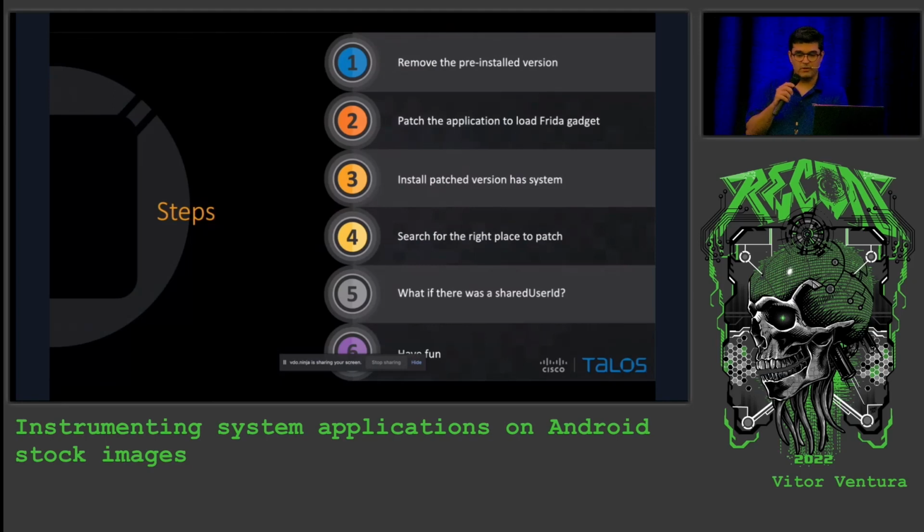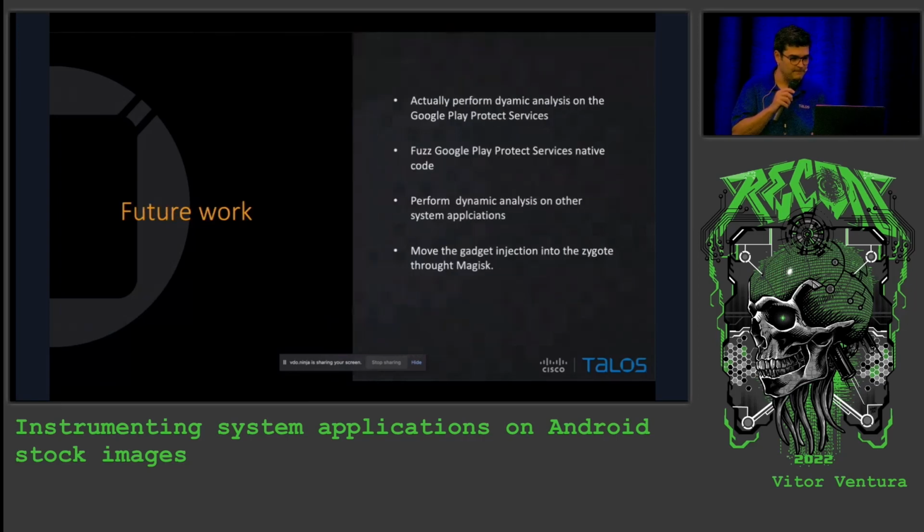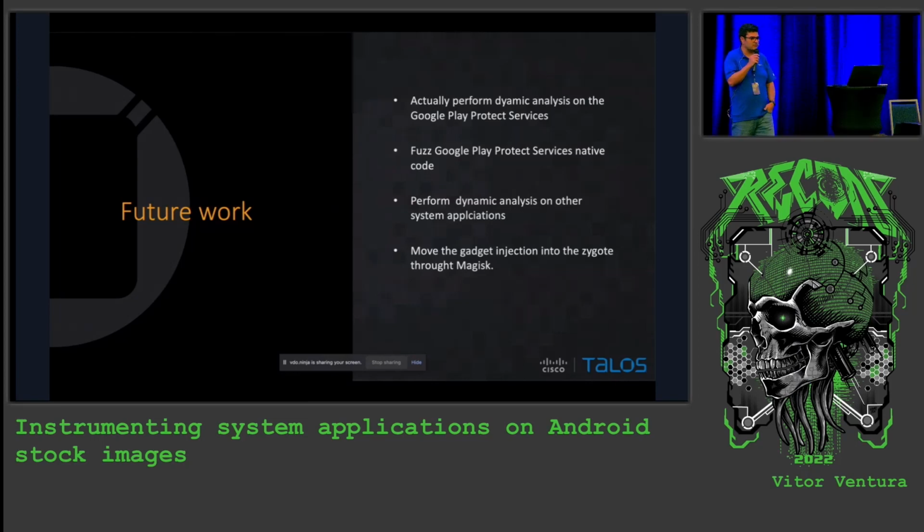And then, at this point, I was ready to have some fun and do some fuzzing and all of that. But then time ran out, and I had to do my submissions and everything, so I didn't get to the point where I was actually going to analyze Google Play Protect dynamically. I did some tests, but I didn't get to that point. And this talk is more about how you can do it with the system applications rather than Google Play Protect. So as future work, I need to do the actual fuzzing and analysis on the Google Play Protect services.